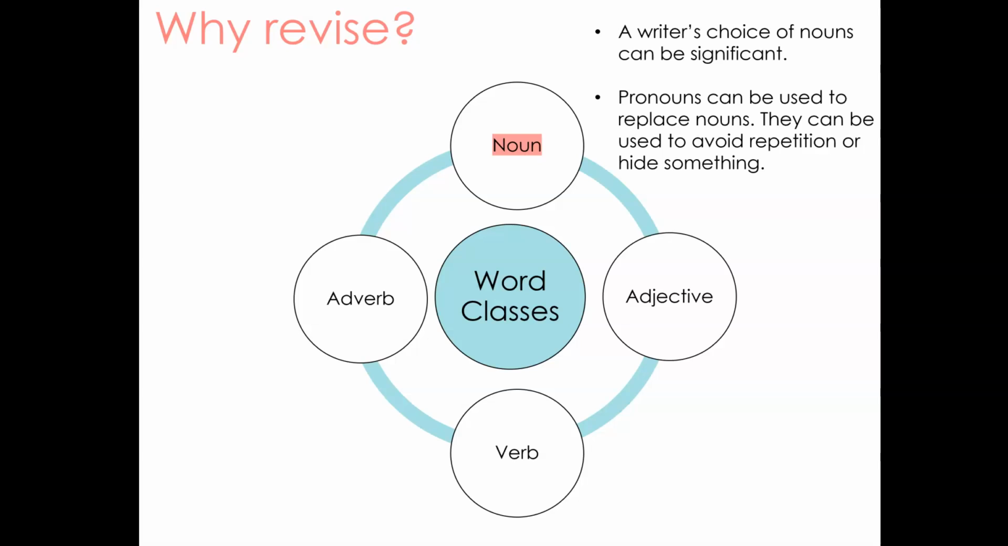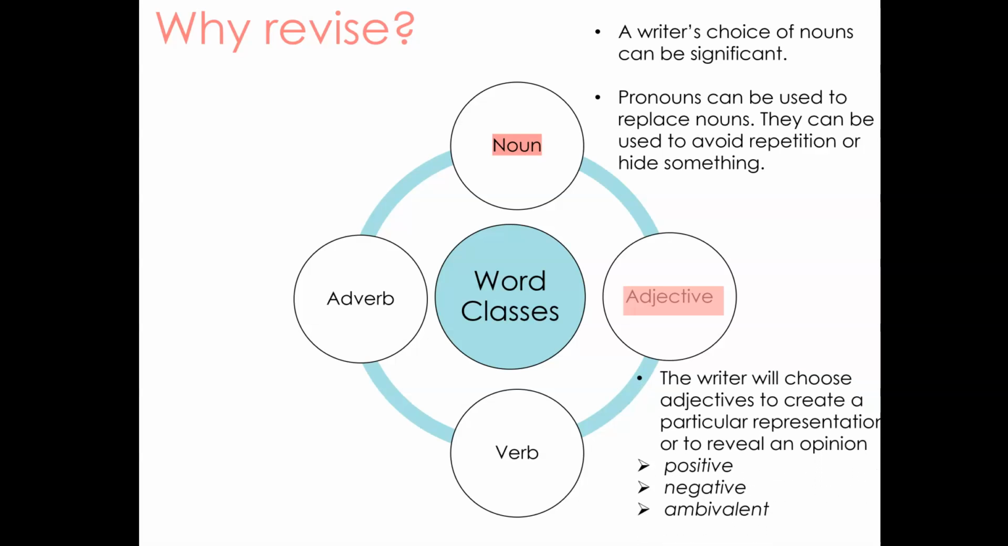Now, this might be to avoid repetition, so using he, she, it, they, as opposed to repeating a character's name. But they can also be used to hide something as well, so to deliberately leave out information, perhaps building up a sense of mystery or even tension.